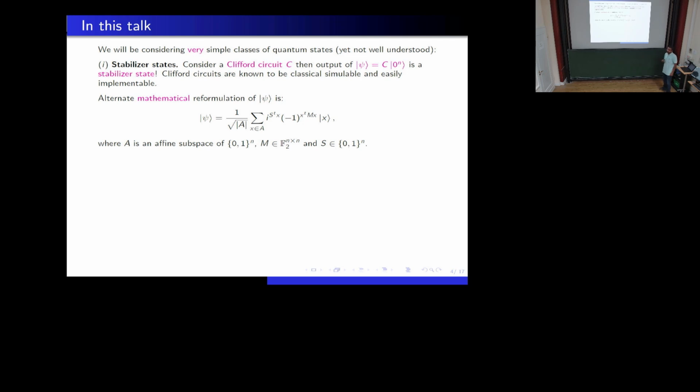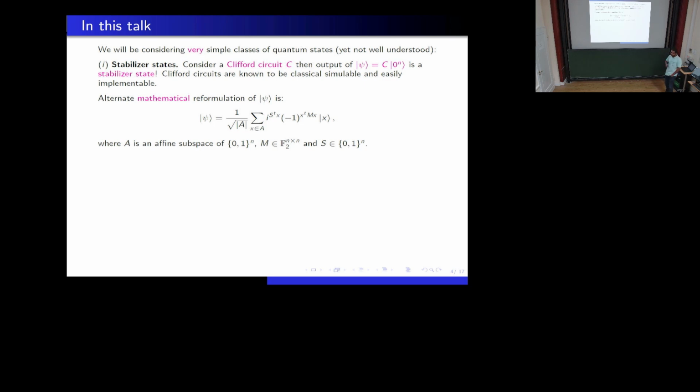Is this if and only if? Yeah, I think so. This is a description of Clifford. If you give me such a state, I can give you a Clifford that prepares the state. And there's another way to think about Clifford circuits, which is that they're unitaries that stabilize Paulis.